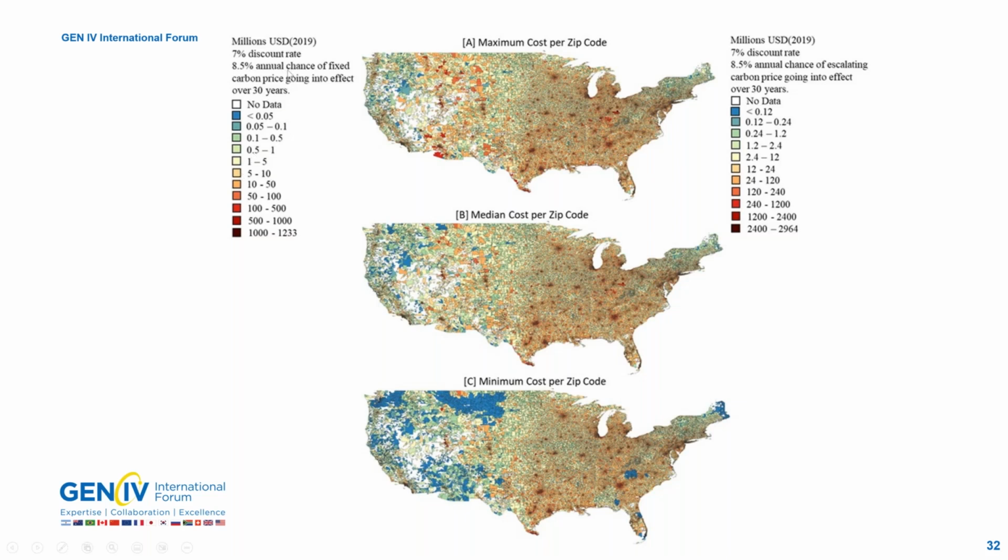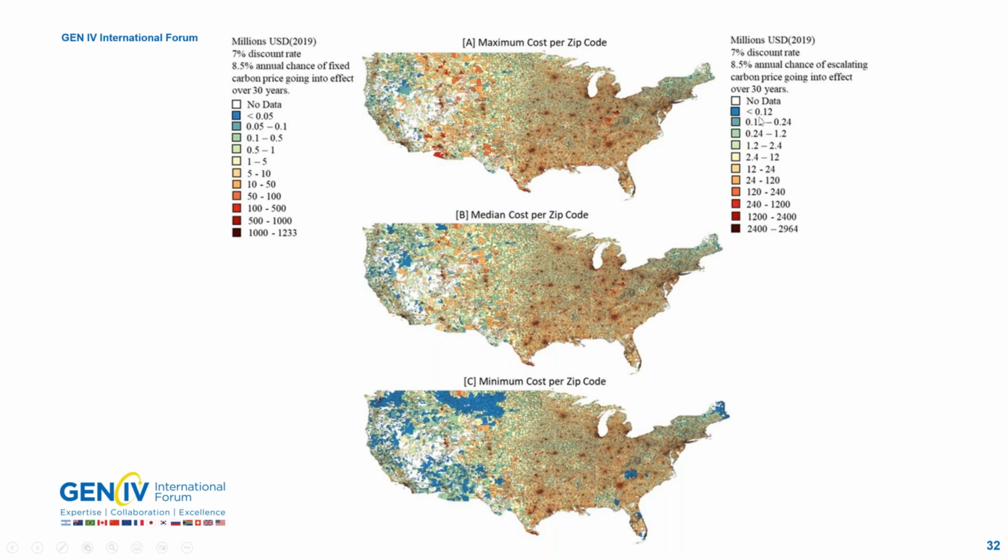And so this color scale over on the left-hand side assumes a 7% discount rate, 8.5% annual chance of a fixed price of carbon going into effect, and then looks at the cost to the electric utility industry over a 30-year time frame, and then projects that cost down to the zip code level within the United States.